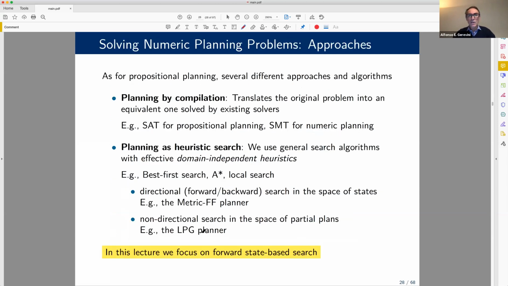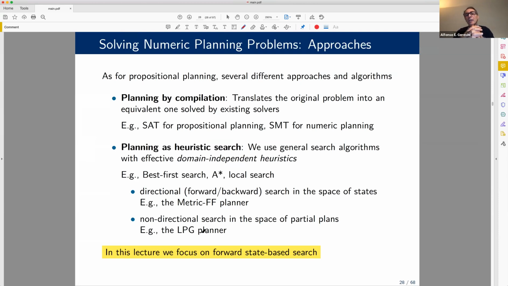Good. So now we start the second part of this lecture. Now that we have defined precisely what is numeric planning in the state-based model of planning, we talk about how we solve numeric planning problems. Well, there are many algorithms and many ways to do that. At a very high level, there are 2 kinds of approaches: planning by compilation and planning as heuristic search.